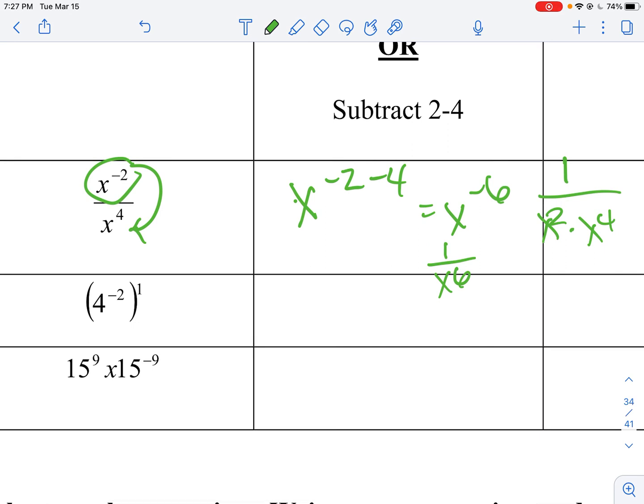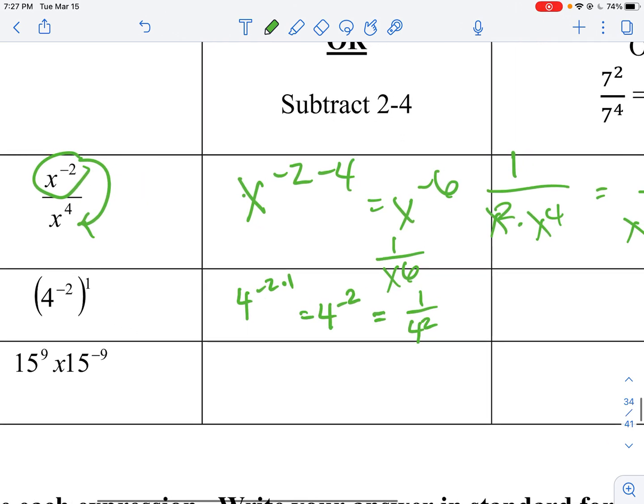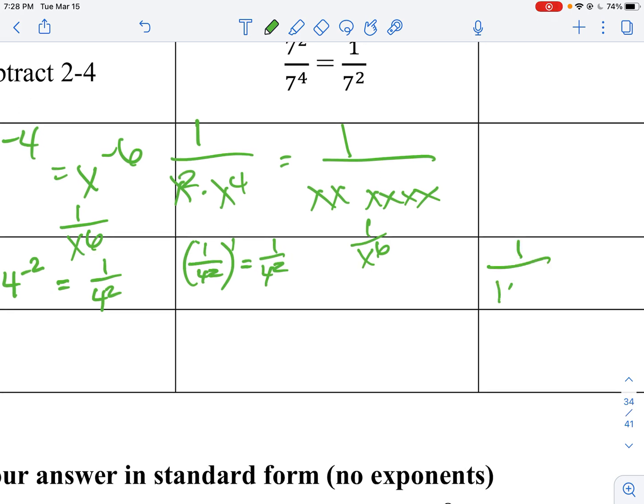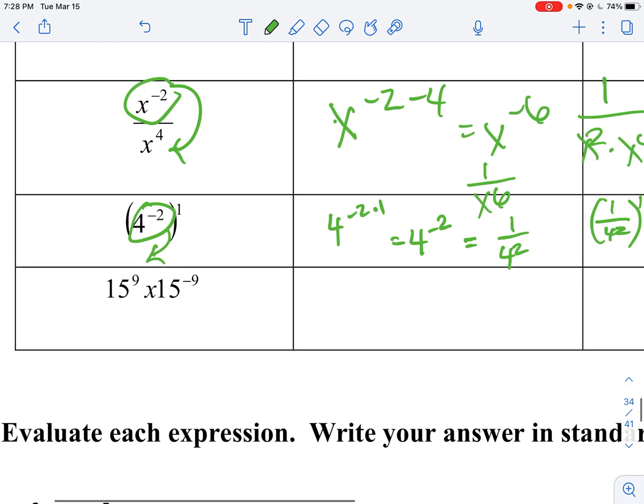This one, we multiply exponents. So -2 times 1 would get us 4 to the -2, which would be 1 over 4 squared. Now, most of you have not been able to use the property, so that moves to the denominator. So I have 1 over 4 squared raised to the first power. So that's just 1 over 4 squared. And standard form, that would be 1 over 16.